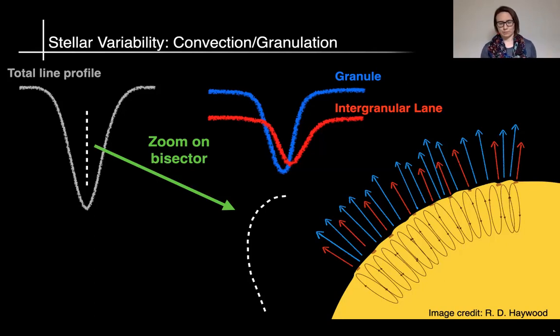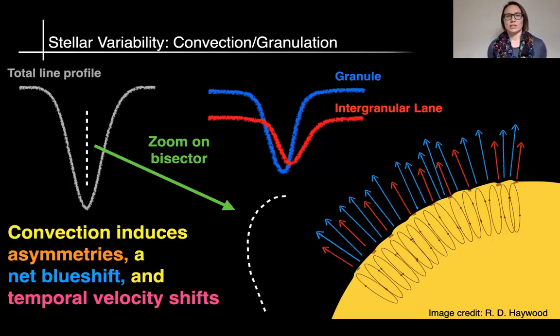So the key takeaway here is that convection, also known as granulation, introduces asymmetries. No matter what, if you have a convective envelope, you are going to have asymmetric line profiles and therefore an asymmetric cross-correlation function. And if you are looking at something like the sun, you're going to have a net blueshift because of the ratio between the granules and intergranular lanes. And you're going to have temporal velocity shifts of several tens of centimeters per second.